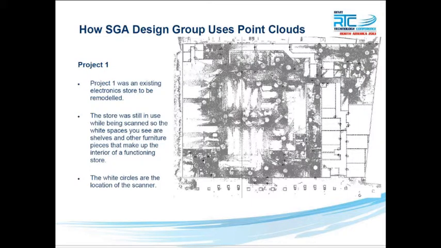This project was an existing electronics store, and you could tell there were shelves in here because there are little white spots all over the place. Obviously, the more things you have in there, A, you get more points that you really don't need, and B, it just clutters everything up. You can tell how many times we had to scan this building on the interior to capture all the information. We would have 150 up to 300 scans, I think, per project.